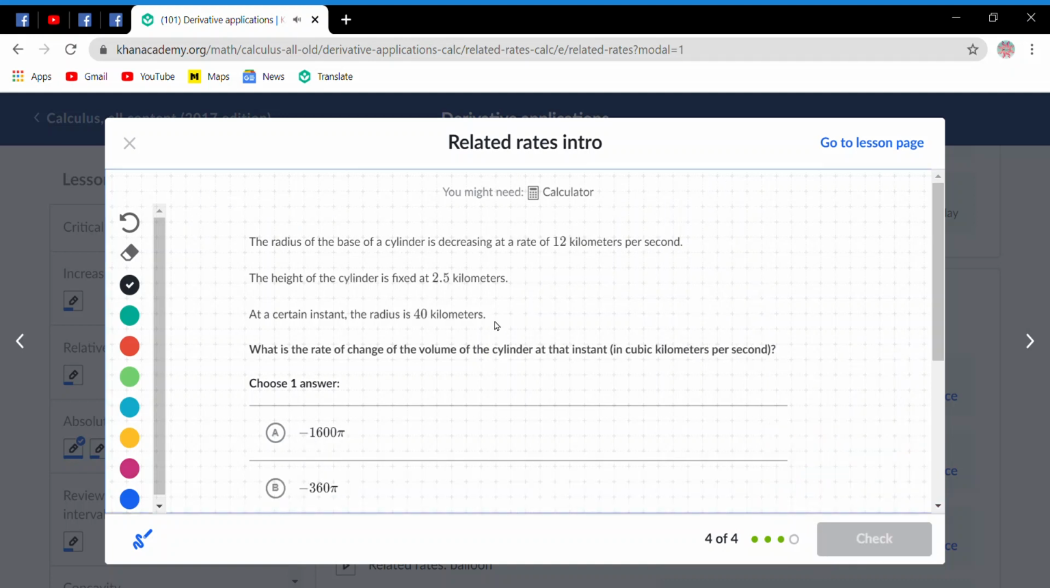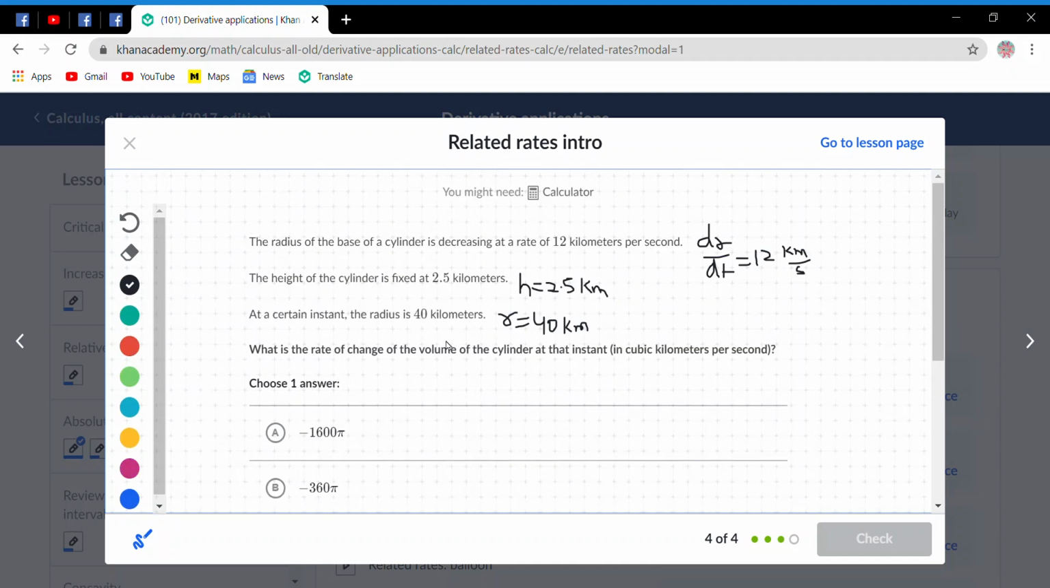Let's check. Correct. A radius of the base of a cylinder is decreasing at a rate of 12 kilometers per second. The height of the cylinder is fixed at 2.5 kilometers. At a certain instant, the radius is 40 kilometers. So we know a lot of things. We know that the radius is equal to 40 kilometers, and we also know that the height is equal to 2.5 kilometers. And we also know that the rate of change of the radius with respect to time, dr/dt, is equal to 12 kilometers per second. So we know these. And what is the rate of change?